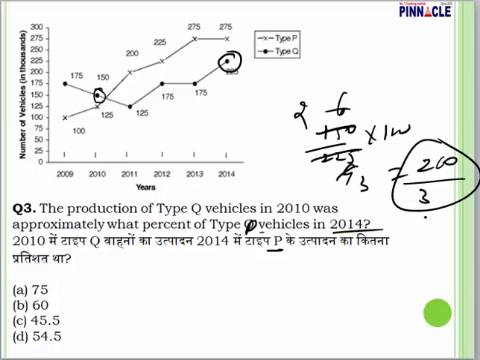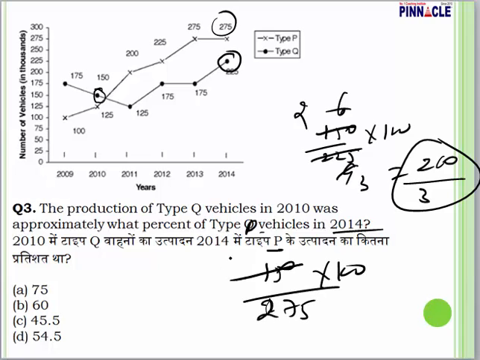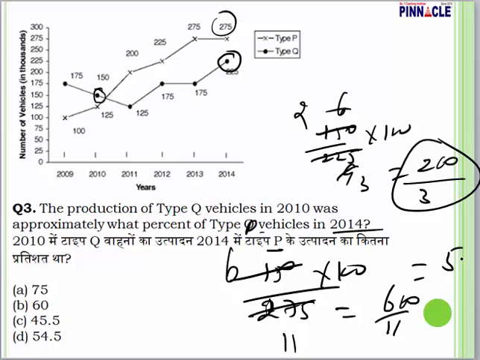So it should be equal to 150 divided by 275 into 100. That should be equal to 54 point something. D should be the answer. D should be the answer. Here it is P not Q.